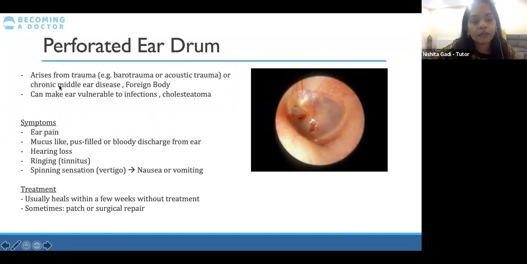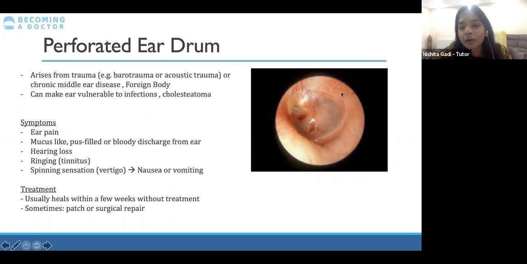Or it can be caused by chronic middle ear diseases that make the tympanic membrane quite vulnerable, or a foreign body. And a perforated eardrum can make it vulnerable to infections because you don't really have that barrier anymore. And then a cholesteatoma as well, which is kind of like an ear cyst near the tympanic membrane. So symptoms, you'll get ear pain, mucus-like, pus-filled or bloody discharge from the ear, hearing loss, and also ringing, tinnitus.